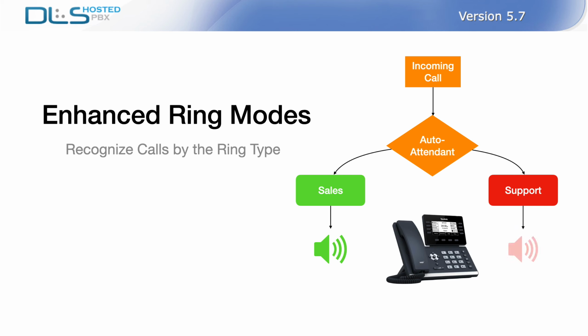You can also improve department-specific handling with a distinct ring mode if you have multiple departments or teams under one roof or employees handling multiple roles. So, when a call comes in, it's clear which department it's for. This feature allows you to customize the ring modes for different queues or incoming sources, making your call management more efficient and organized.